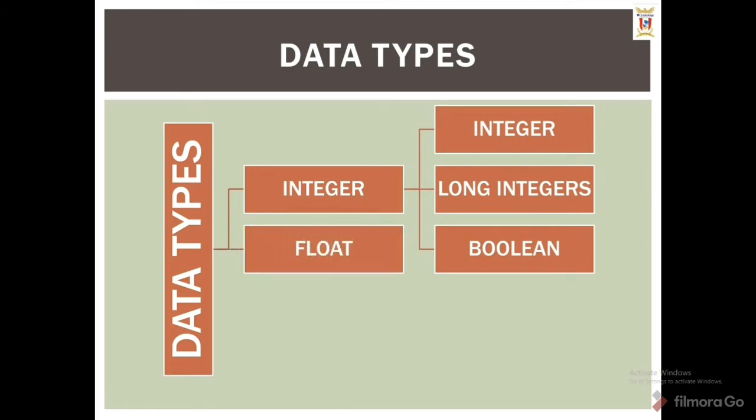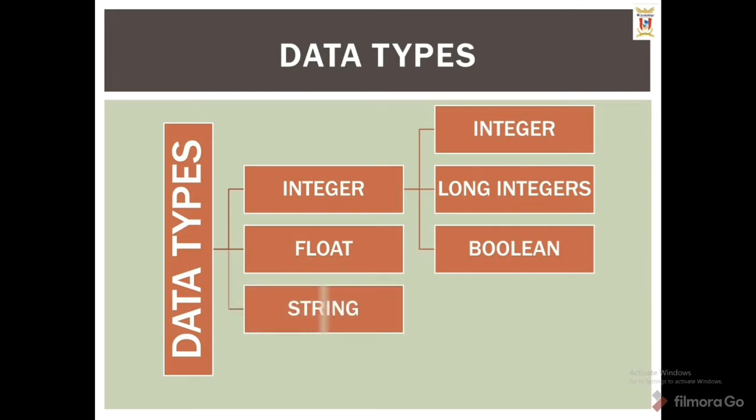The second data type is float. It represents floating point values. Integers do not include the decimal value, but float includes the decimal value. For example, 18.0, 3.14, 48.6, even negative values, minus 3.75, like that. The fractional part of the floating point number may be 0 as well.